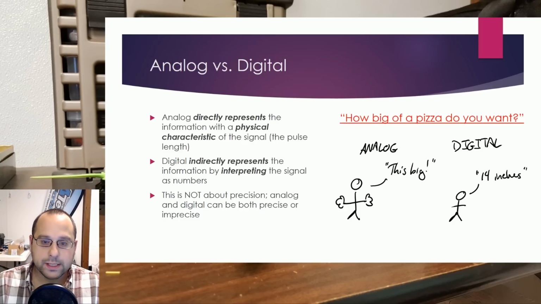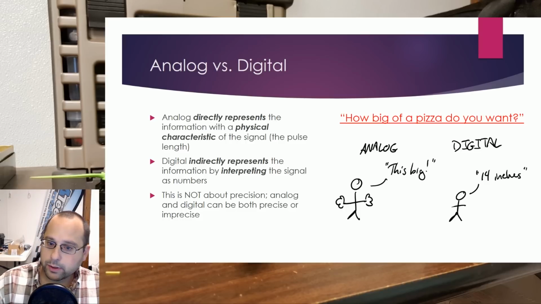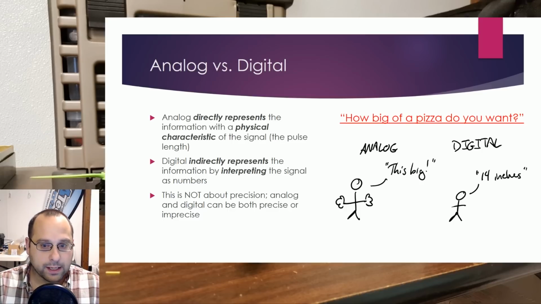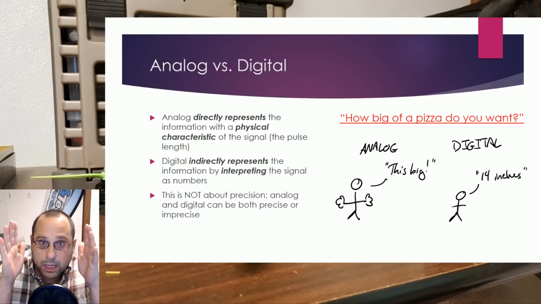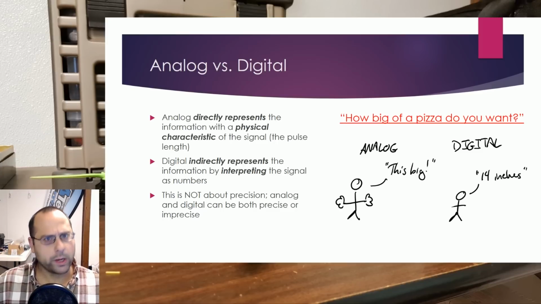But the characteristics of analog and digital that I want to focus on right here is that analog directly represents the information using some physical characteristic of the signal, whereas digital encodes numbers that tell you about the information. The signal itself does not directly represent the information. Now, you may be looking at my pizza analogy and thinking, well, analog is imprecise. Like, how big a pizza do you want? This big. No, that's not what I mean. Whereas digital, we're like 14.0 inches.